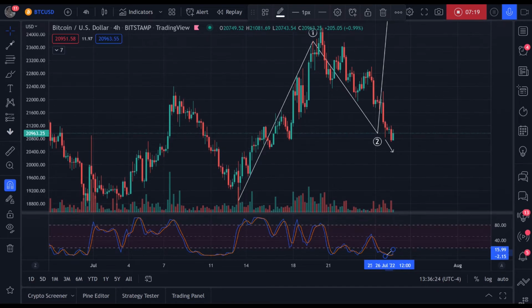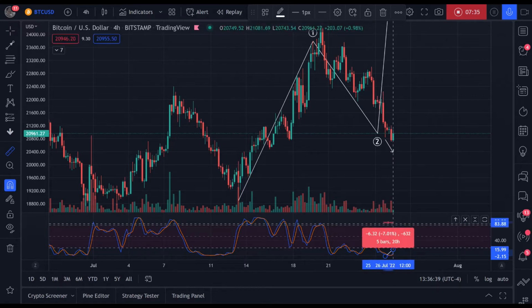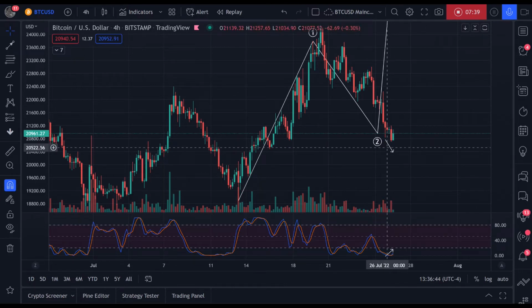And again, I said this yesterday, the 4-hourly stochastic RSI momentum indicator is completely oversold. Doesn't necessarily mean you're going to move up. You can stay oversold for quite some time, and we've been oversold for a number of hours now, since 4 a.m. on the 25th. We've been oversold now for about 20 hours, okay? Almost a full 24 hours.